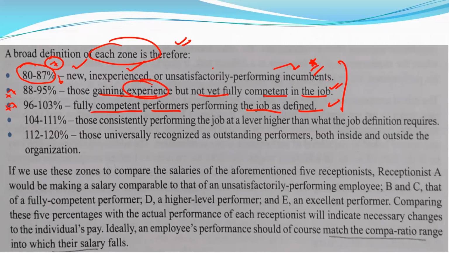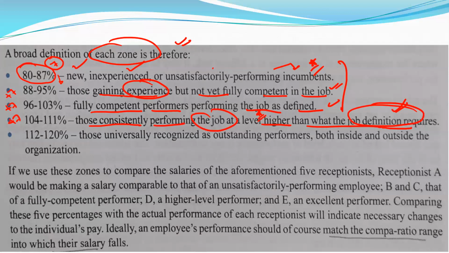Next one is 104 to 111. This is also a gap of 7. These are those constantly performing the job at a level a little bit higher than what the job definition requires.